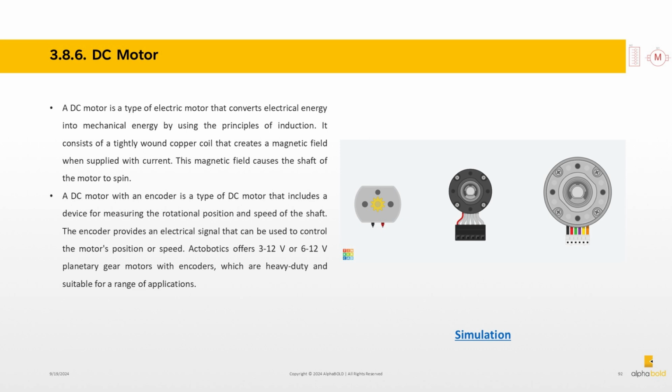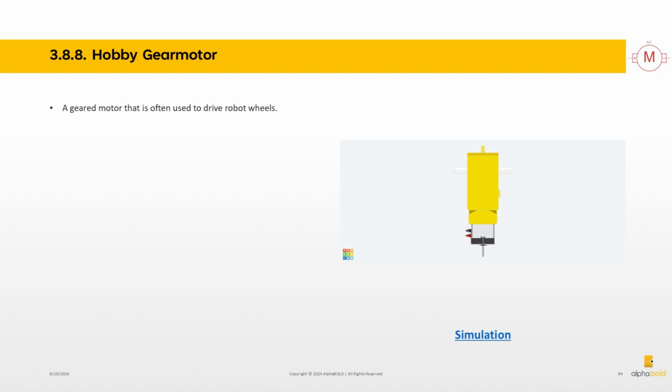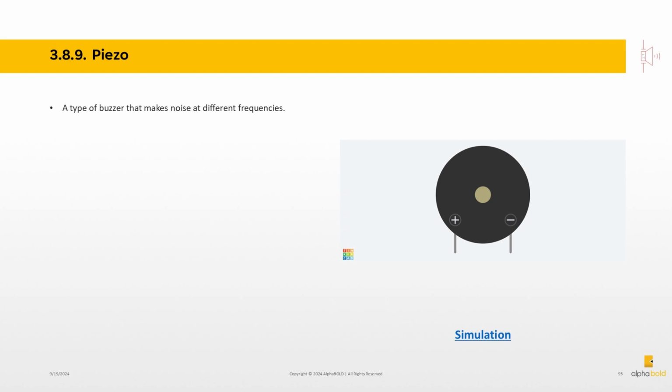A DC motor with an encoder is a type of DC motor that includes a device for measuring the rotational position and speed of the shaft. The encoder provides an electrical signal that can be used to control the motor's position or speed. Actuators offers 3 to 12V or 6 to 12V planetary gear motors with encoders, which are heavy-duty and suitable for a range of applications. Microservo is a motor whose position can be controlled using a microcontroller. Hobby gear motor is a geared motor that is often used to drive robot wheels. Piezo is a type of buzzer that makes noise at different frequencies.